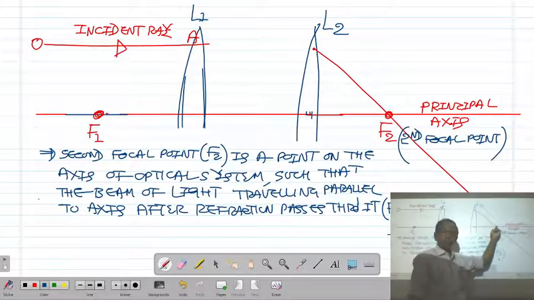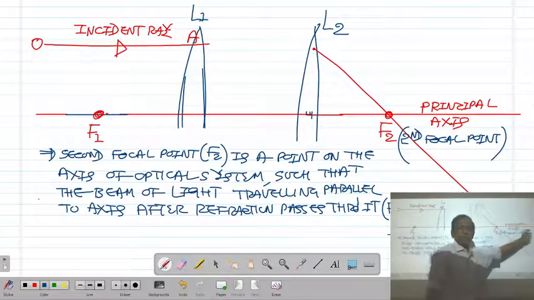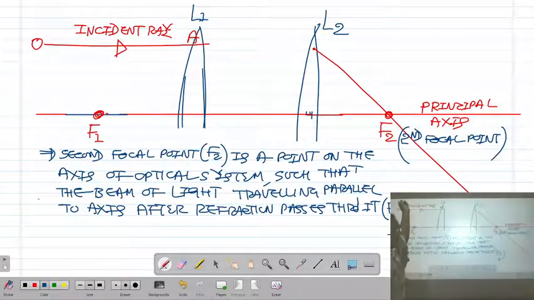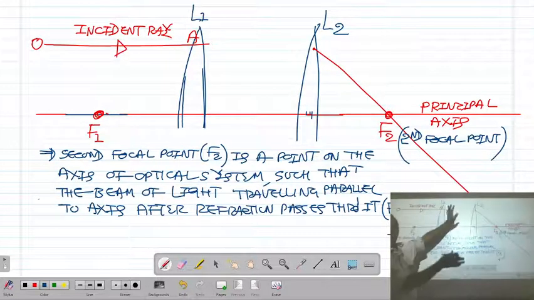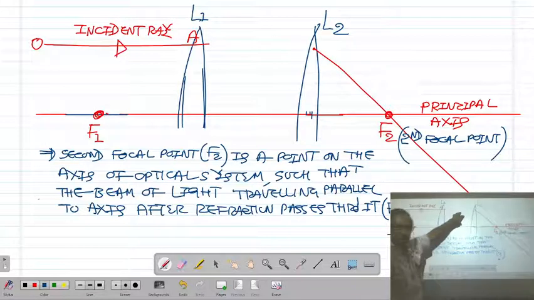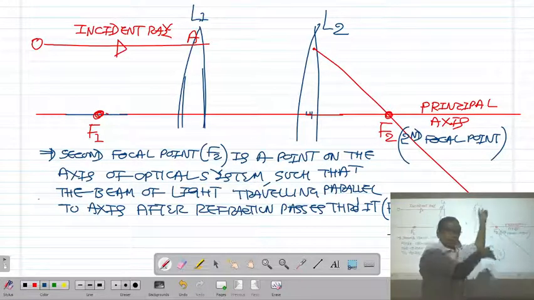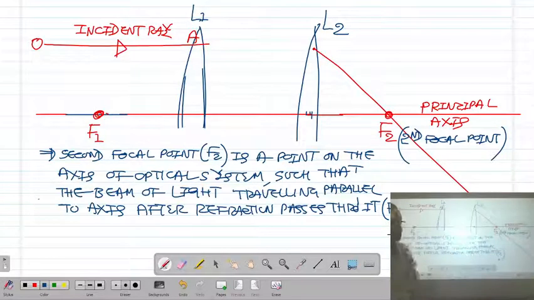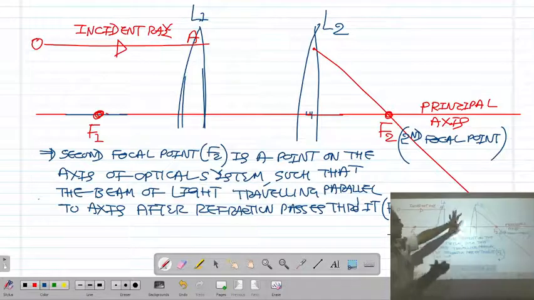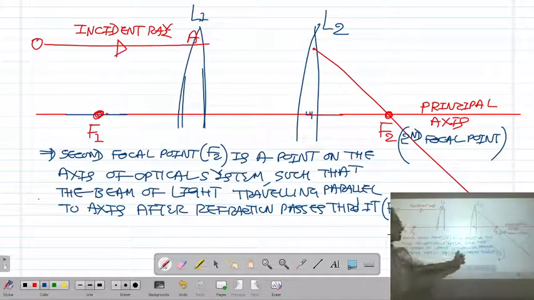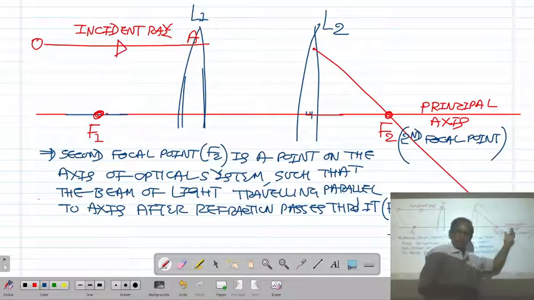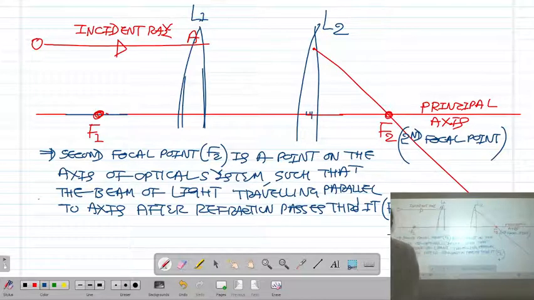So the second focal point F2 is a point on the axis of the optical system such that the ray of light traveling parallel to the axis undergoes refraction in the lens system, and after refraction this parallel ray passes through the second focal point F2. So the ray will pass through the point F2. This point F2 is called the second focal point.